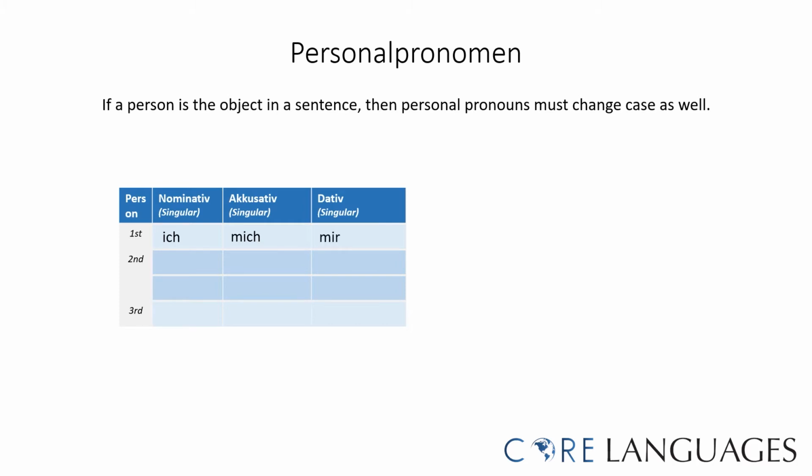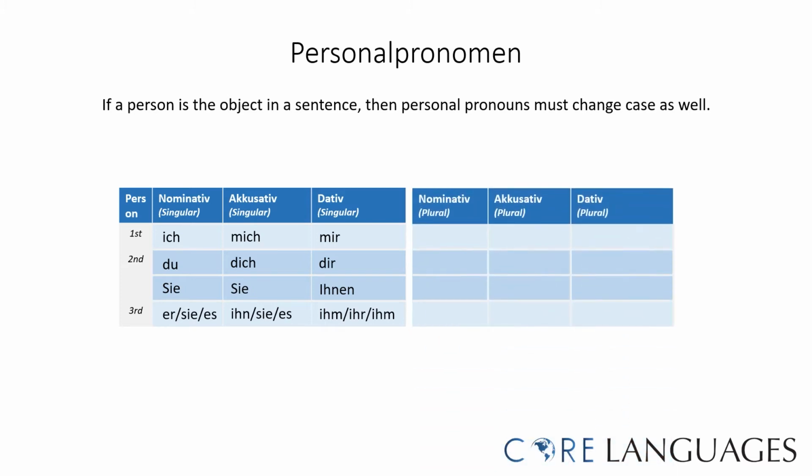Ich, mich, mir. Du, dich, dir. Er, sie, es. Ihn, sie, es. Ihm, ihr, ihm. Wir, uns, uns. Ihr, euch, euch. Sie, sie, ihnen. And sie, sie, ihnen.